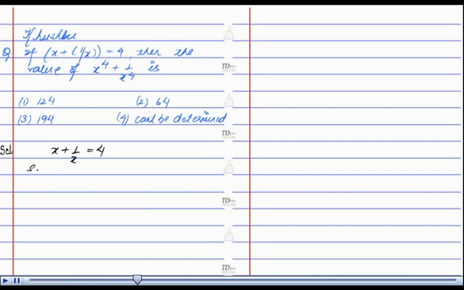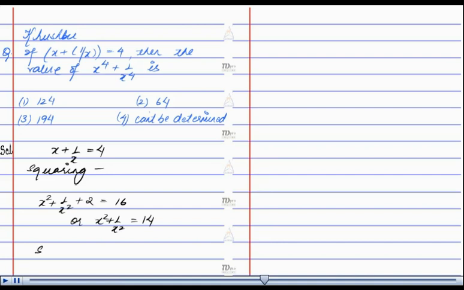Squaring both the sides of the expression, we get (x plus 1 by x) whole square, that is x square plus 1 by x square plus 2, is equal to 4 square, that is 16, or x square plus 1 by x square is equal to 14.